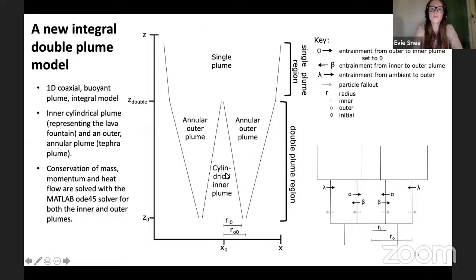So we solve these together, and they're both co-flowing, they're both going upwards, and we stop the double plume region when the velocity of the inner plume, our lava fountain, becomes close to zero, or if the solid mass flux rate inside of it becomes negligible. At this point, we transition to the single plume region, which is just like any other standard integral plume model from this point upwards.